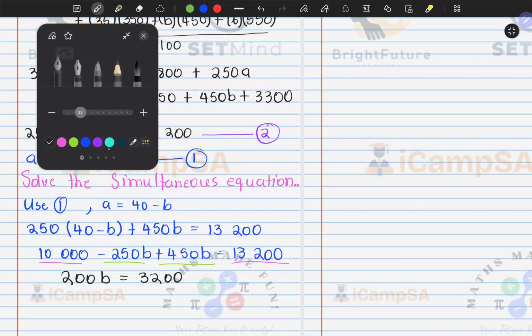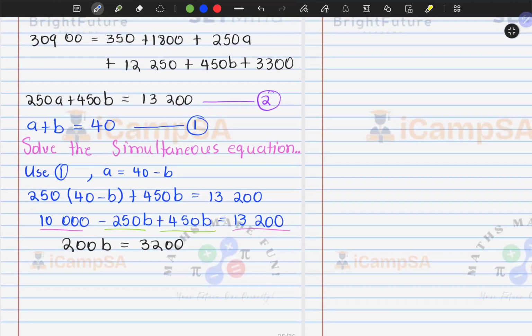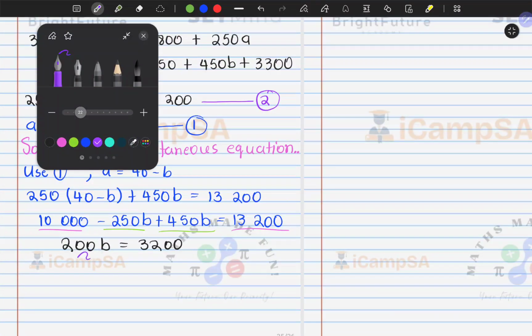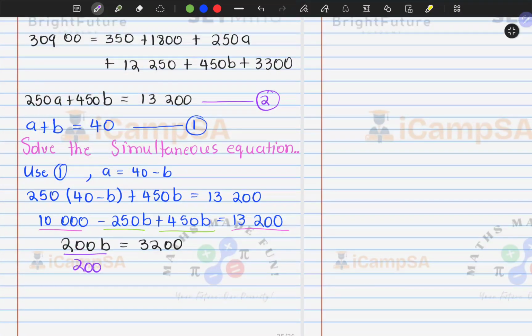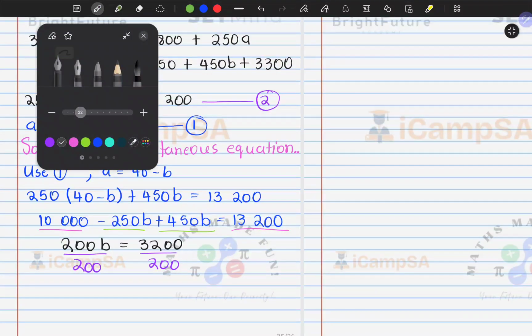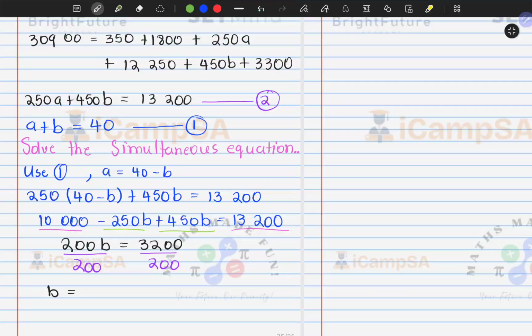Okay. And then what we can do is to do some division. Divide by 200, divide by 200. And if you observe carefully, you'll have your B equaling.